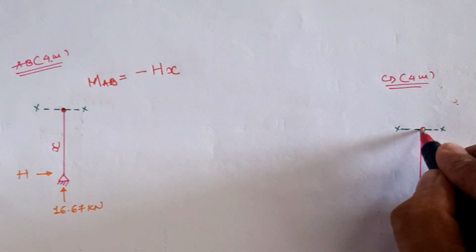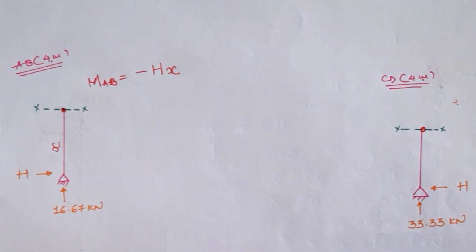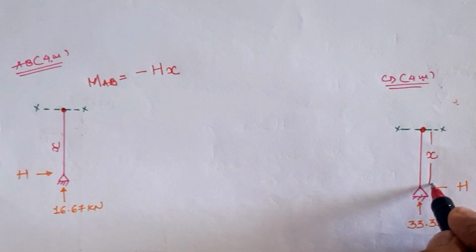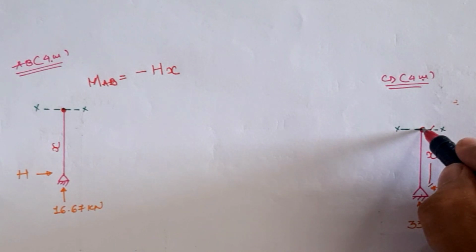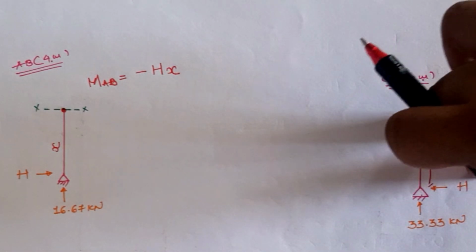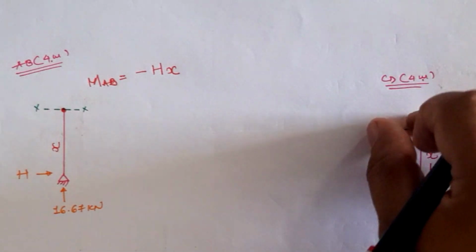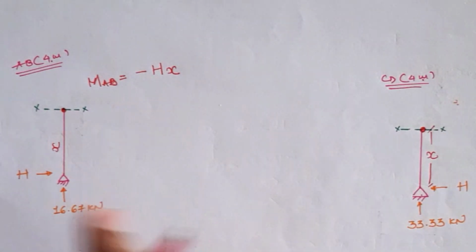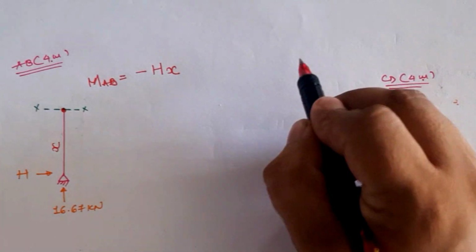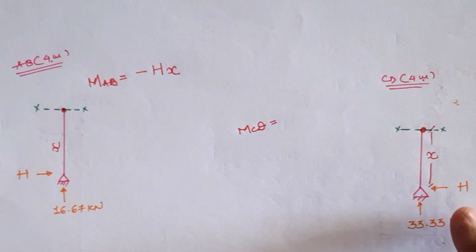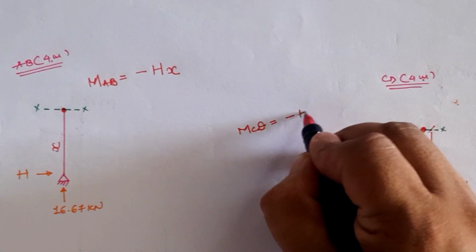Similarly, if we take the CD segment having a 4 meter span and origin at D, then the segmental distance is X. Now at this location our moment is in clockwise direction, and on the sectional right hand side clockwise is treated as negative, hence for the C to D segment also our moment is minus H into X.